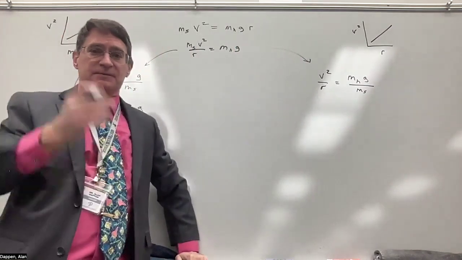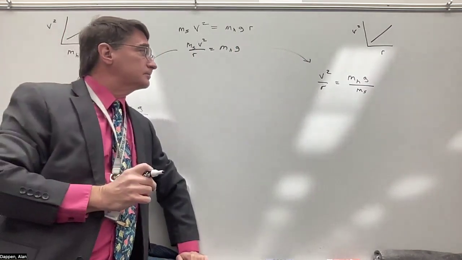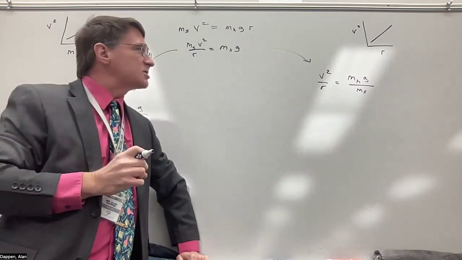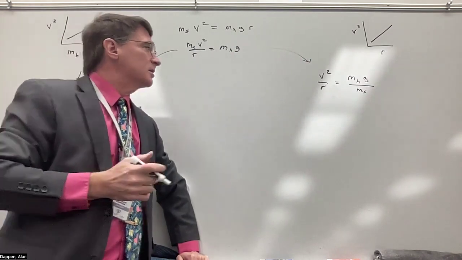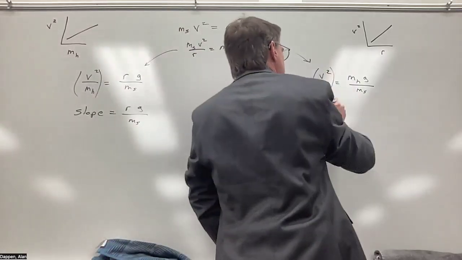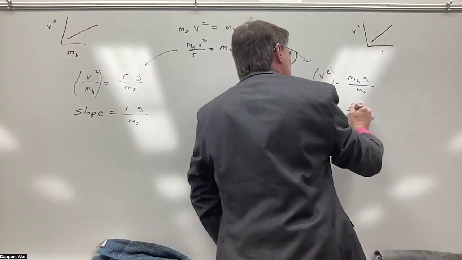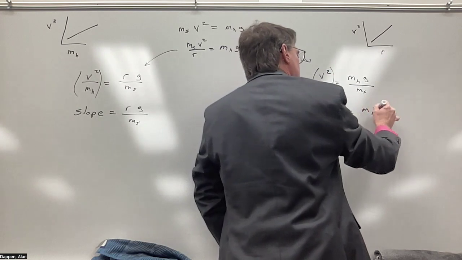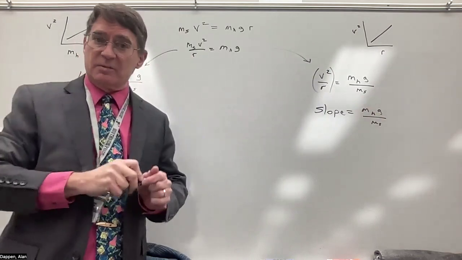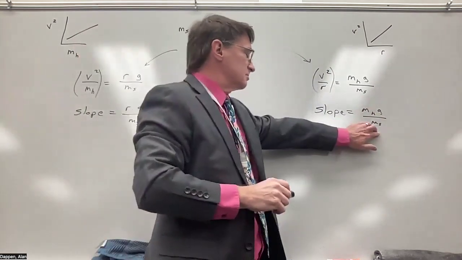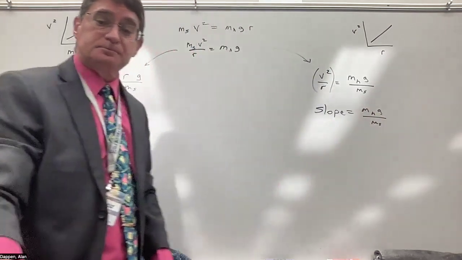You knew your mass hanging. I think it was 50 grams, if I'm not mistaken. Of course, you know gravity. You measured the mass of your stopper. This represents your slope. And you should be able to find your percent error based on that. Compare this number to your slope.